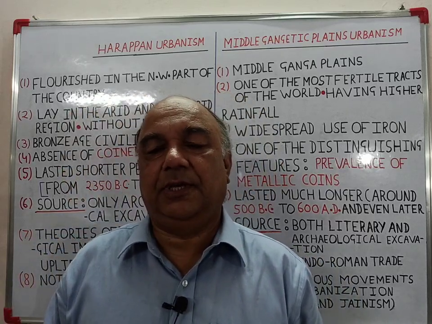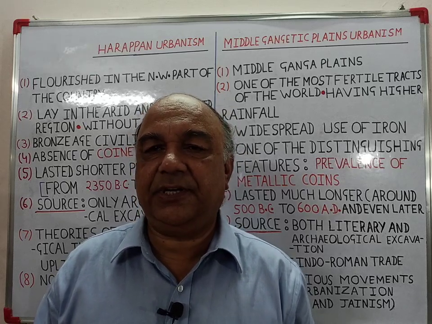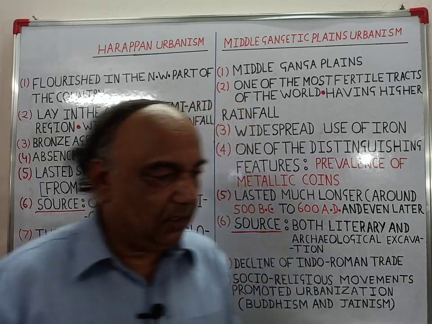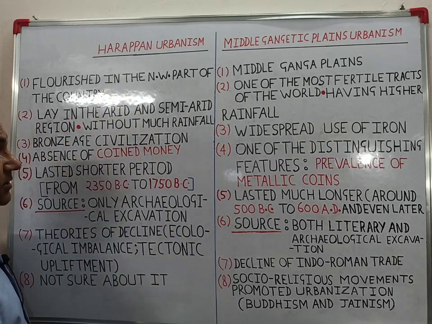This video is on urbanism in ancient India. Ancient India witnessed two phases of urbanism. The first phase is known as Harappan urbanism and the second phase is known as Middle Gangetic Plains urbanism.